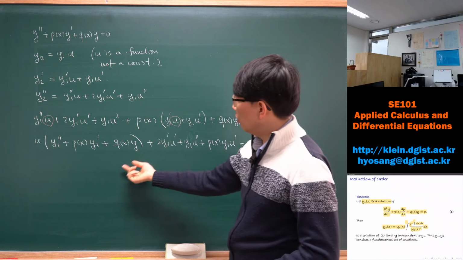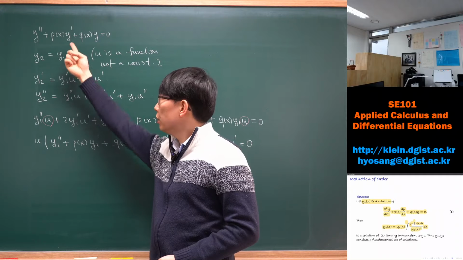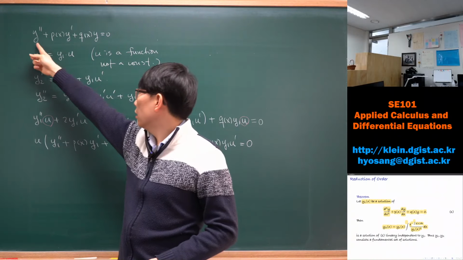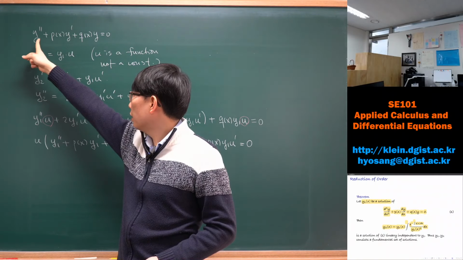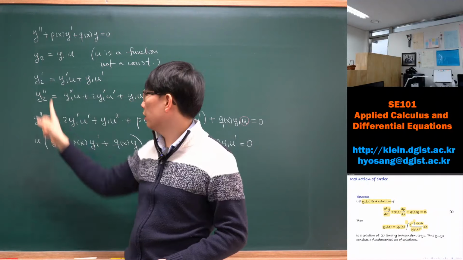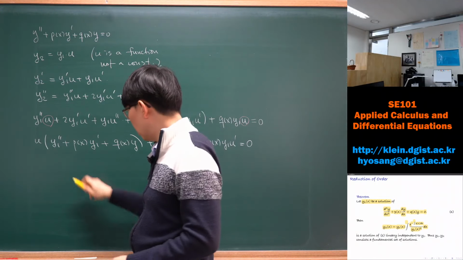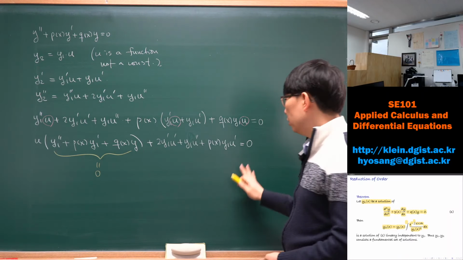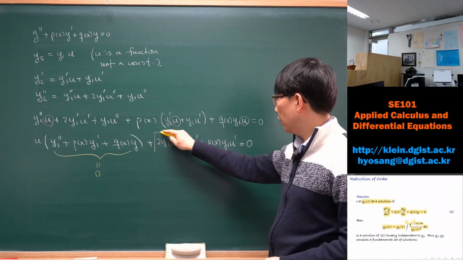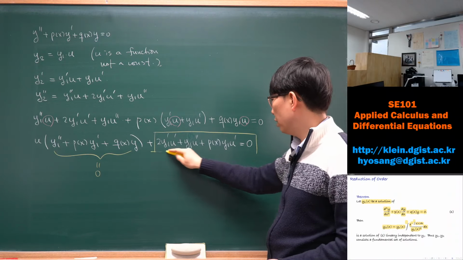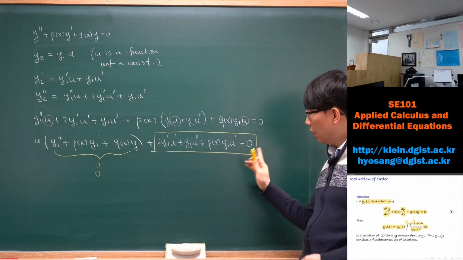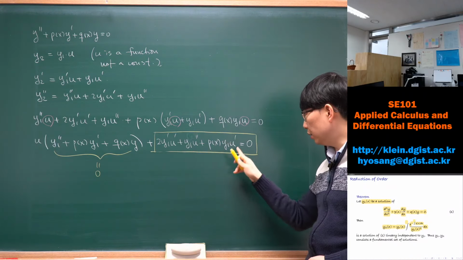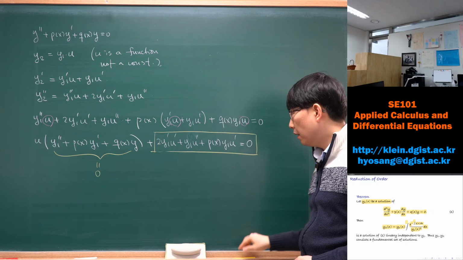But we already know that y1 is a solution to this differential equation, and this term is nothing but the left hand side with y replaced with y1. So this is always 0. So this part is 0, and we want this other part to be 0. We only want this part to be 0. Note that u is not determined yet, so our goal is to find u satisfying this equation.